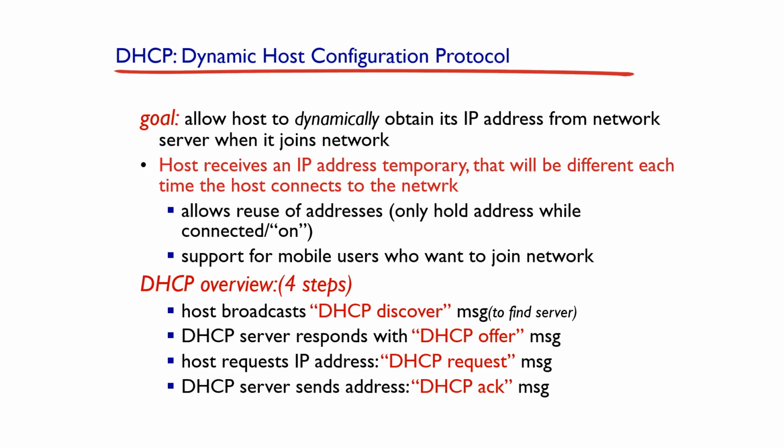The goal of DHCP is to allow a host to dynamically obtain an IP address from a network server when it joins the network. That is why it is known as plug and play. The host receives an IP address temporarily that will be different each time the host connects to the network.